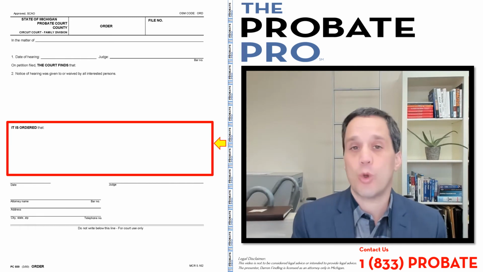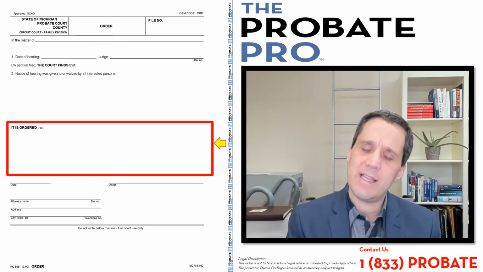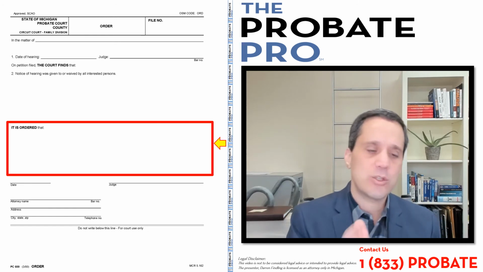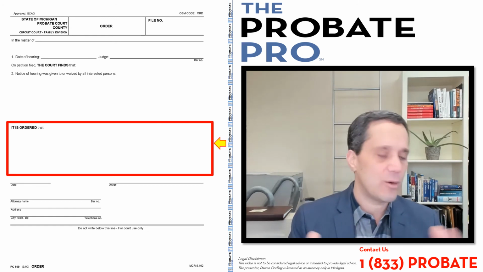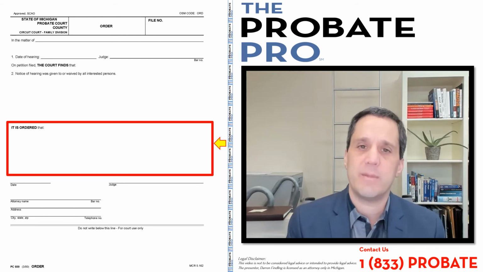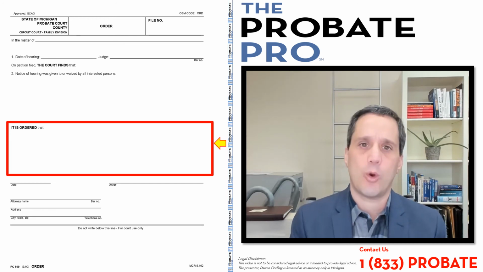But here, it is ordered that. And typically the language is very direct. It is ordered that the petition is granted. It is ordered that guardianship is terminated. Whatever it may be, that language is going to be very direct and very specific here. But it's not created by the individual filling this out. It's directed from the court.